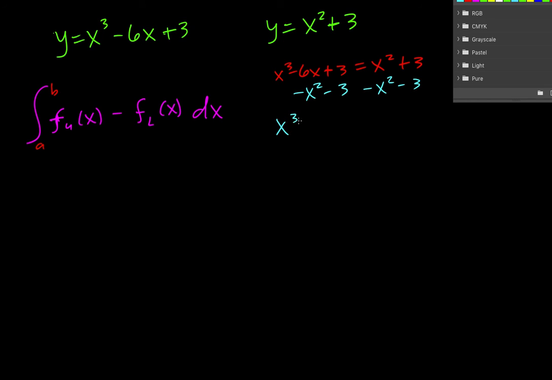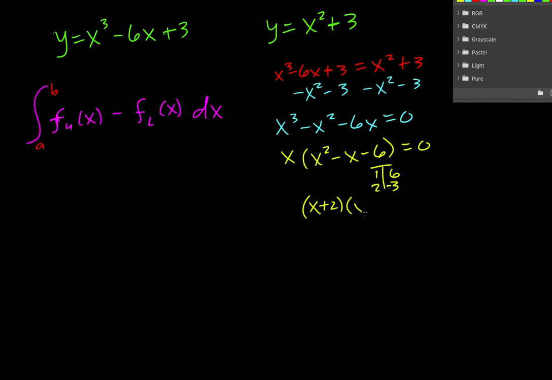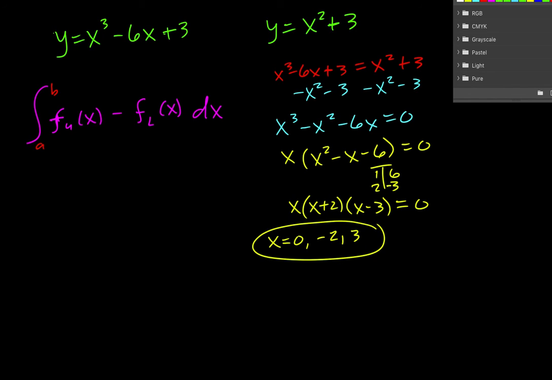So we're left with x cubed minus x squared minus 6x, and then those 3's cancel, which makes it nice, so we can factor out an x. We can factor. We end up with x plus 2, x minus 3 times x, all equal to 0. So that gives me x equals 0, negative 2, positive 3. Those are the places that it crosses.